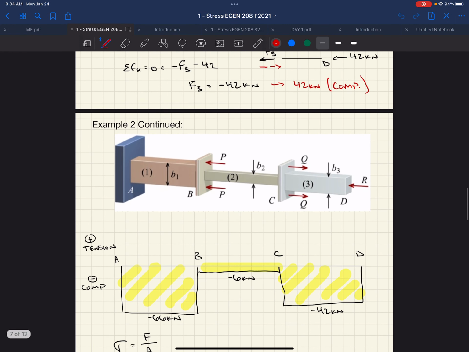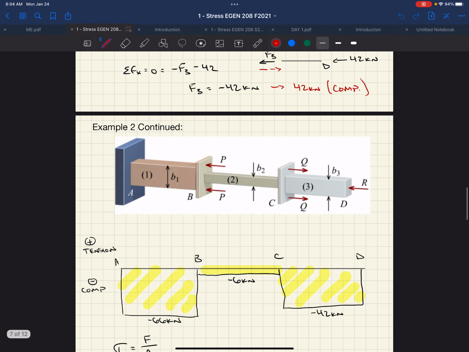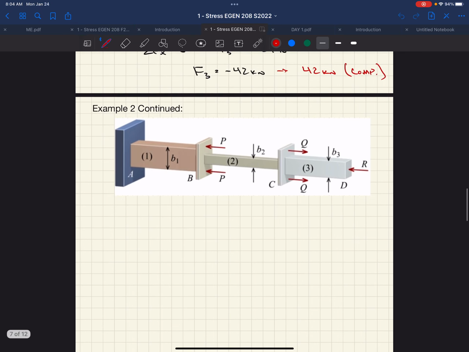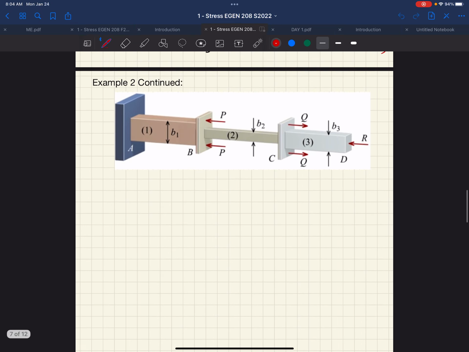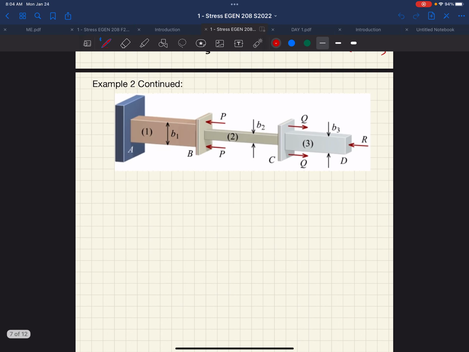So now once we have that, I think I have the wrong one here. We're going to start with that, okay? That's the completed one. Once we have that, I'm going to plot a diagram of what the internal force is. Is it in compression or is it in tension as we move from one end of the system to the other?